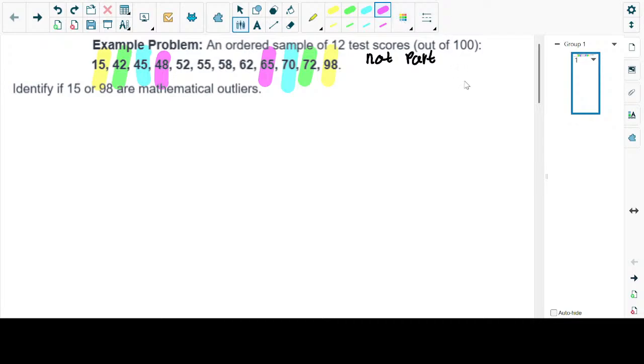Let me look for another color. These are the last 2 people. So then we're going to have 52 with 62. Then we're going to have 55 and 58. This one gets the last 2 ones. 55 and 58.